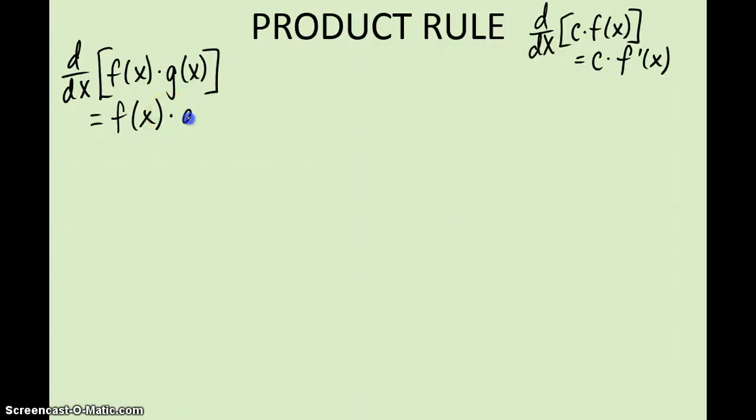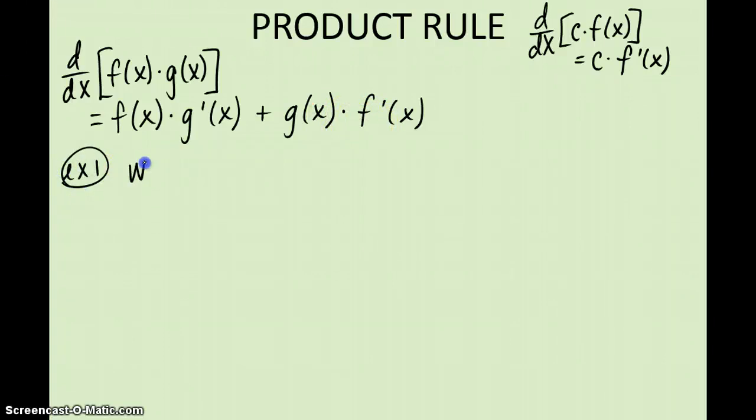When we're multiplying two functions together, the derivative rule is: first function times the derivative of the second function plus the second function times the derivative of the first function. And you'll hear me say that over and over and over. First times the derivative of the second plus second times the derivative of the first. So let's go back to our warm-up problem.